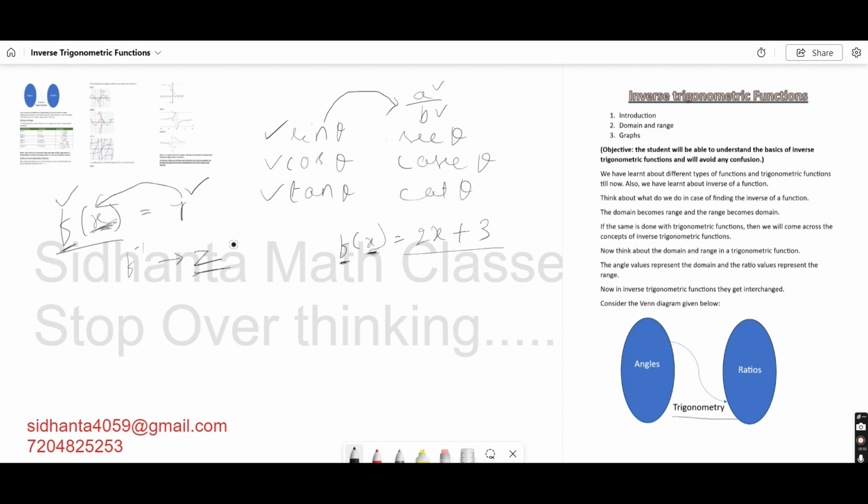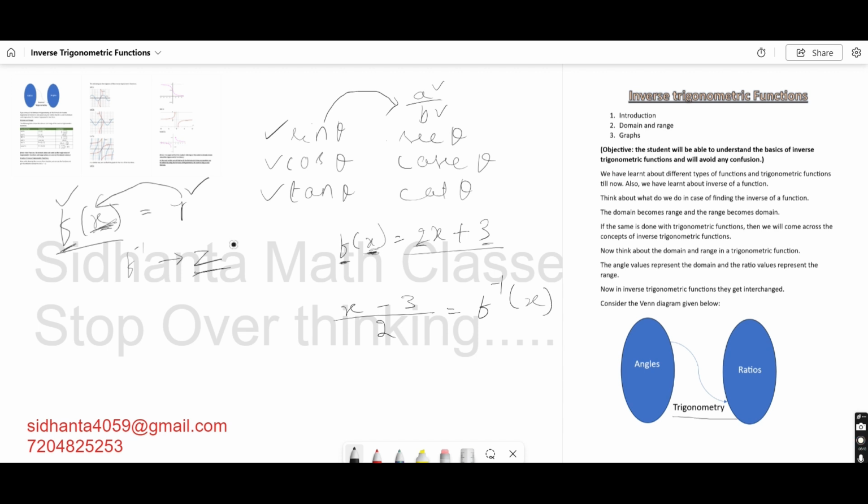Now think, with x, what we are doing and what could be the reverse of this. First we multiplied by 2, then we added 3. Now, the reverse of that: if you want to do it, first you subtract 3, then divide the whole thing by 2. So that would be considered as inverse.